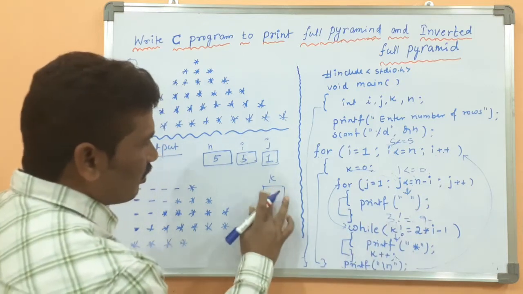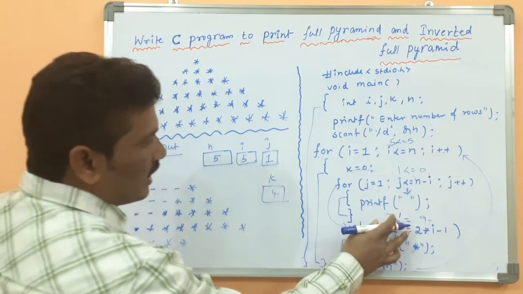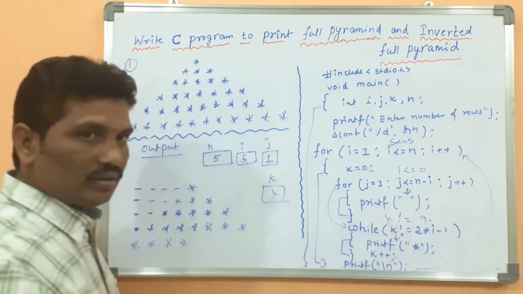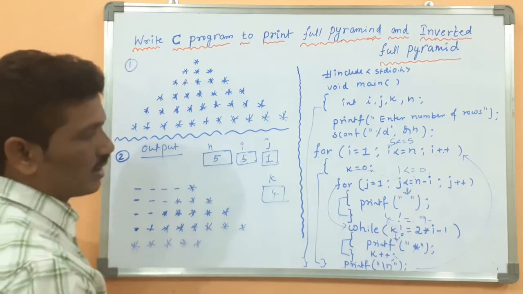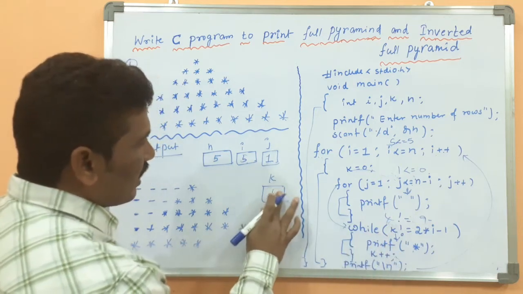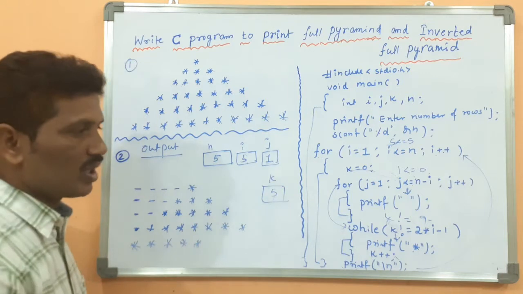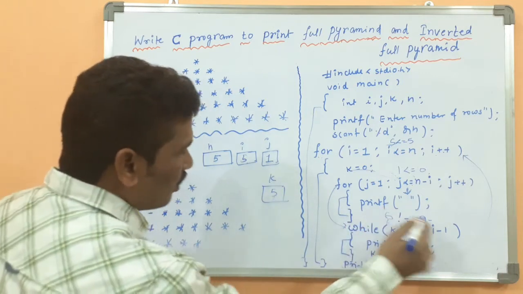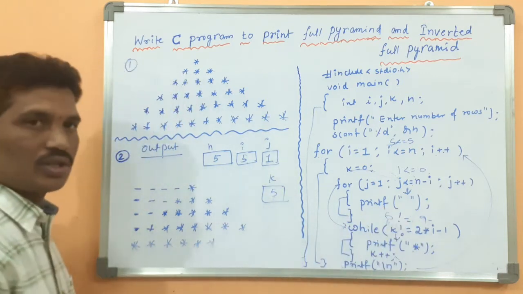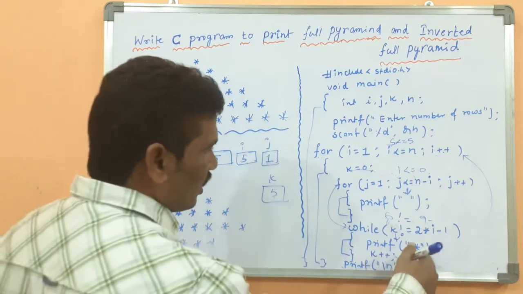Then k is incremented by 1, k value becomes 4. Here 4 not equal to 9. Condition is true. Another star will be displayed. Then k value is incremented by 1. K value becomes 5. Then 5 not equal to 9. Here another star should be displayed on the output console.